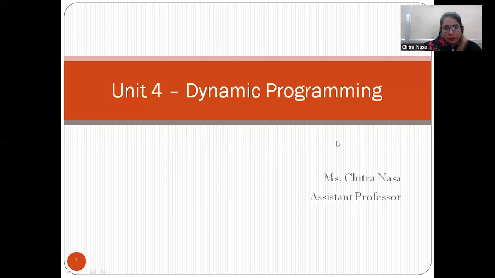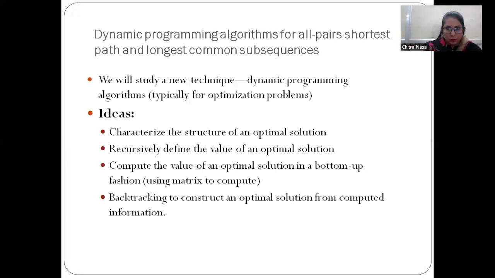As we have earlier seen, we have studied the characteristics, we have studied the recursive function, we have studied the elements of DP, and then we have studied the Floyd-Warshall algorithm, that is the all-pairs shortest path algorithm. So let's see how it works.